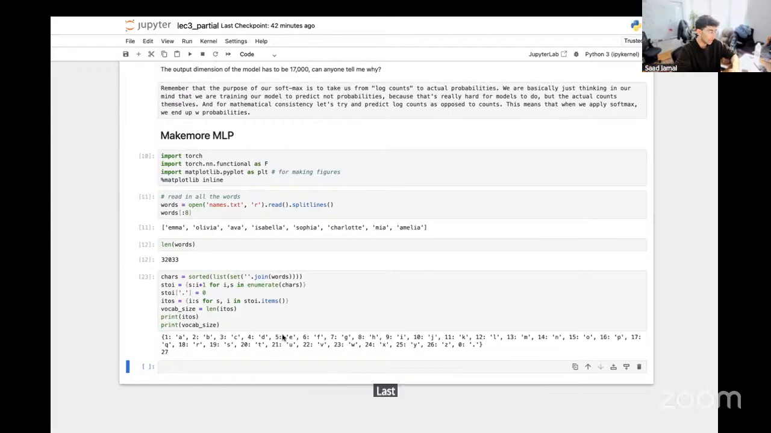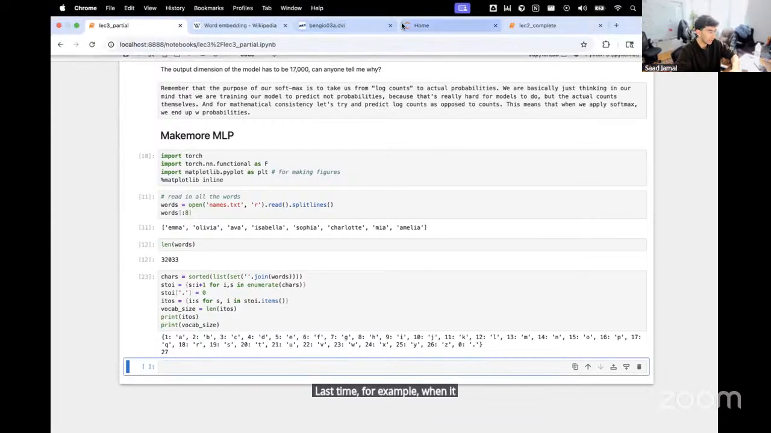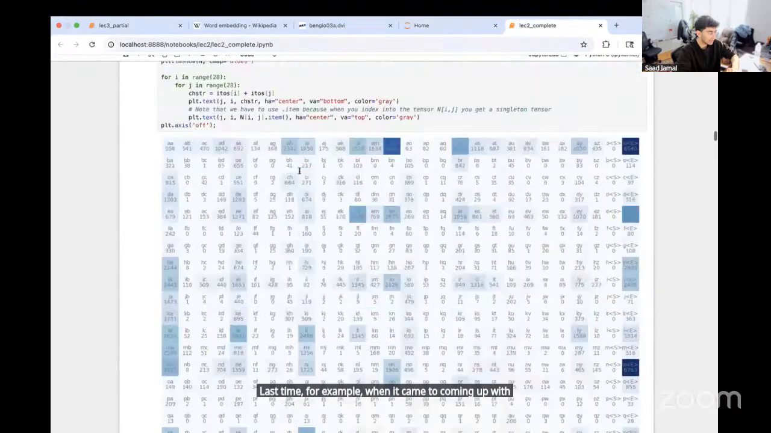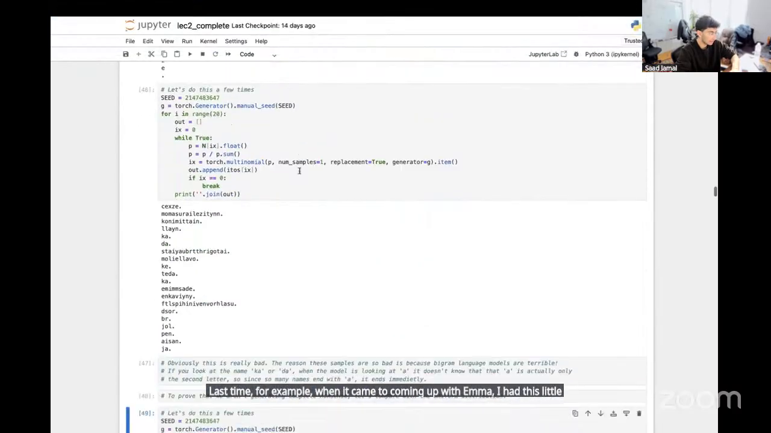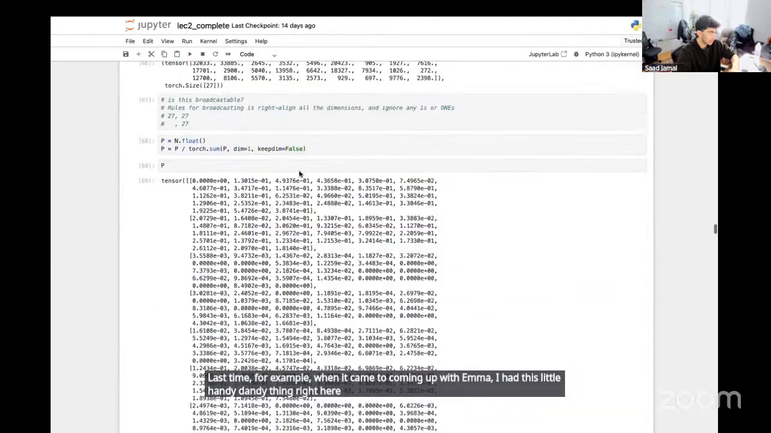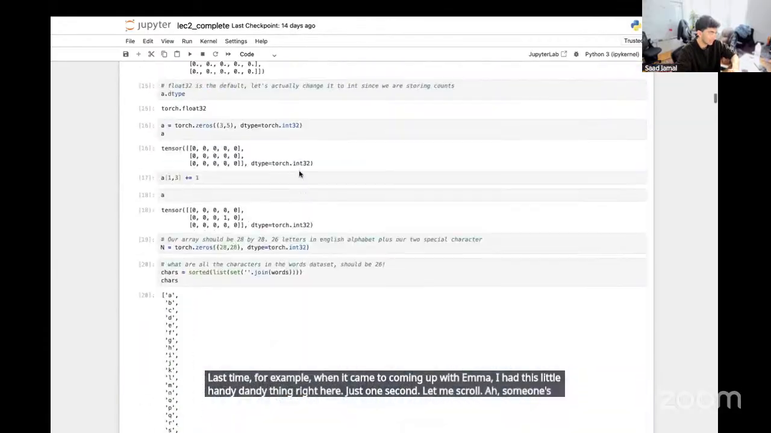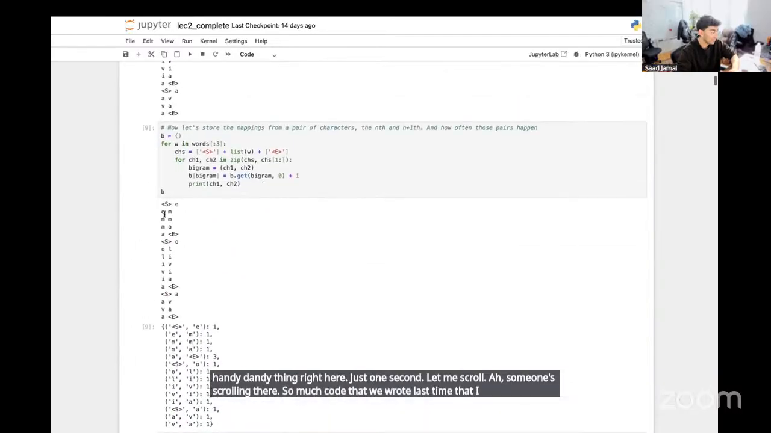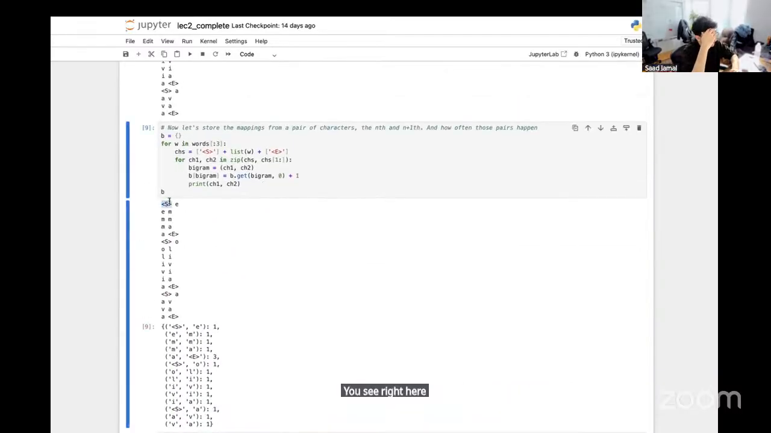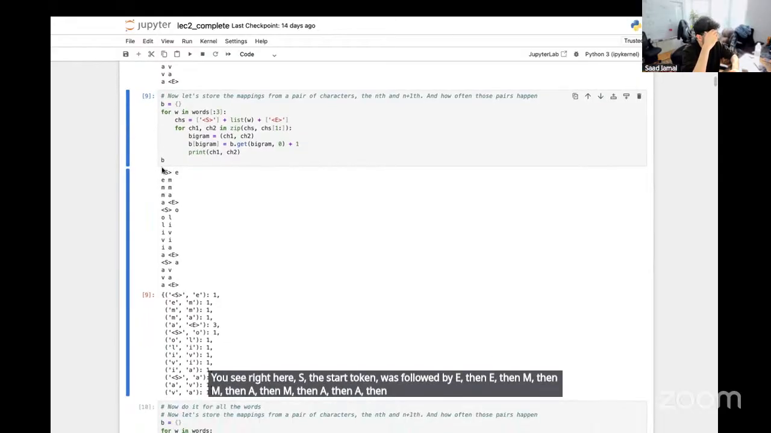Last time, for example, when it came to coming up with Emma, I had this handy thing right here. Let me scroll. So much code that we wrote last time that I really have to scroll. You see right here, the start token was followed by E, then M, then M, then A, then M, then A, then A, then the end token. Now, I replaced start and end token with a dot this time, but this is basically our bigrams.